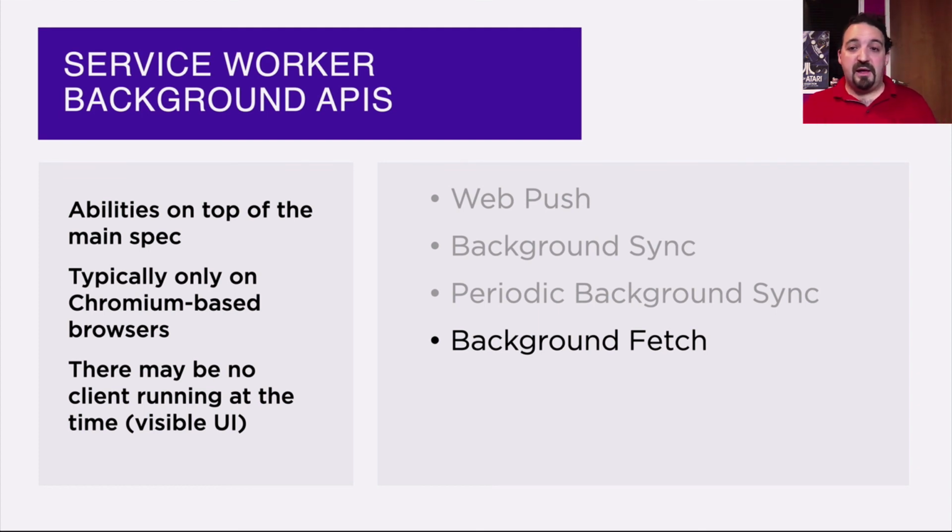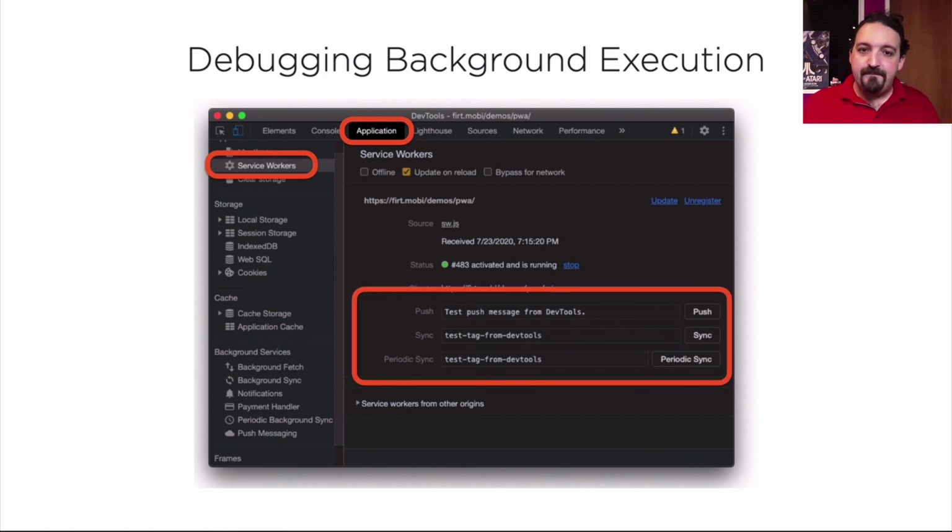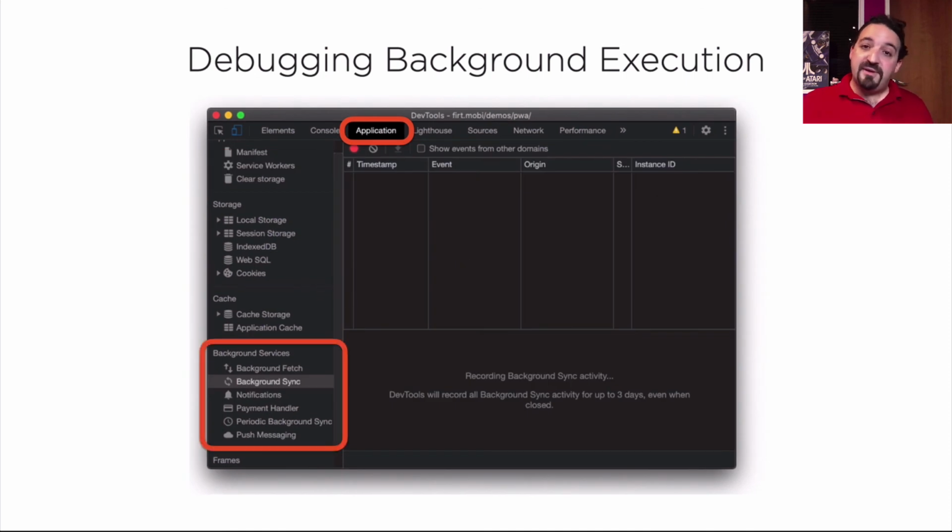And if you're using a Chromium-based browser, you can go to DevTools. Within Application, you will find on the Service Workers side a whole section to test these APIs. And also within Application, Background Services, you can record and see what's going on in the background with your web app or your PWA.